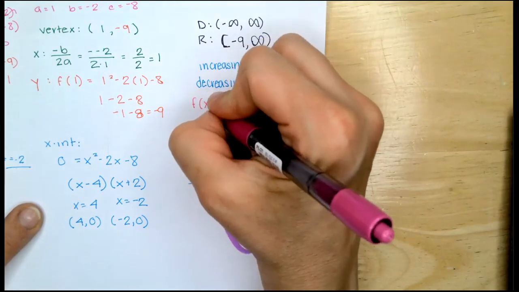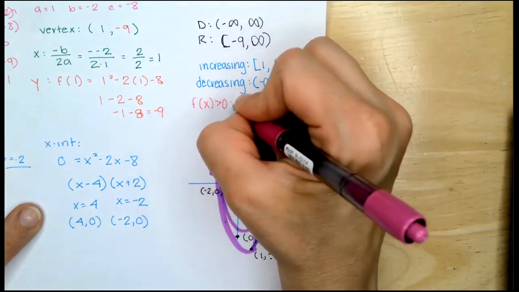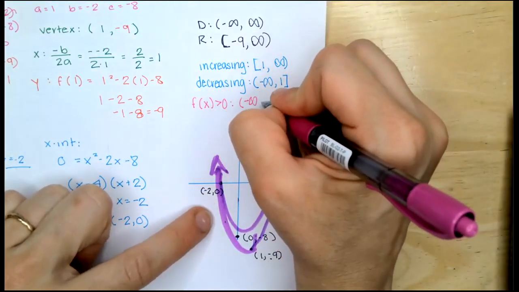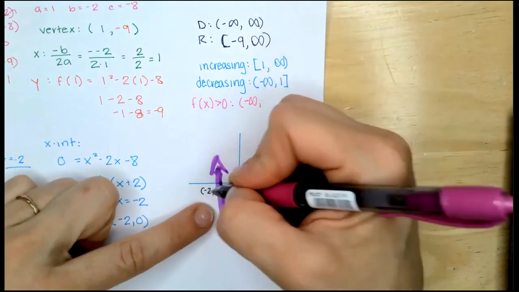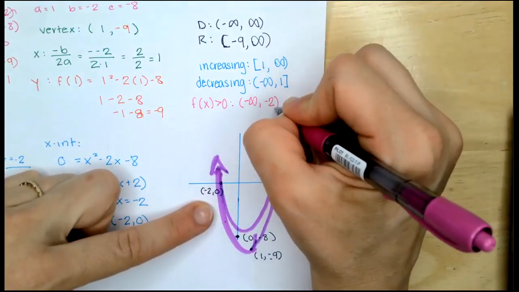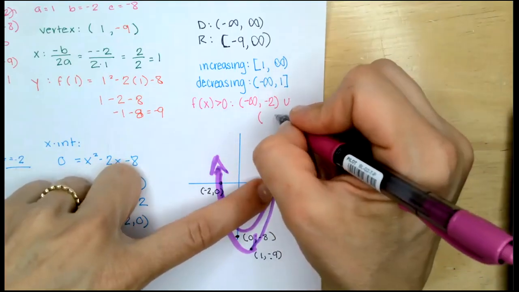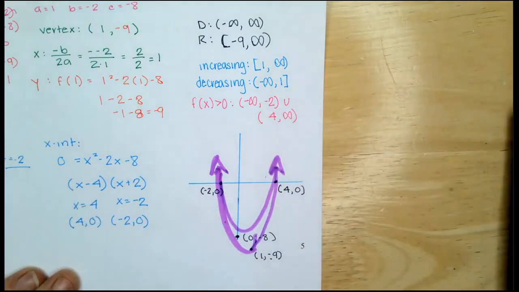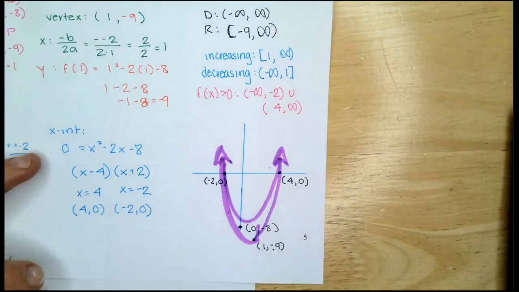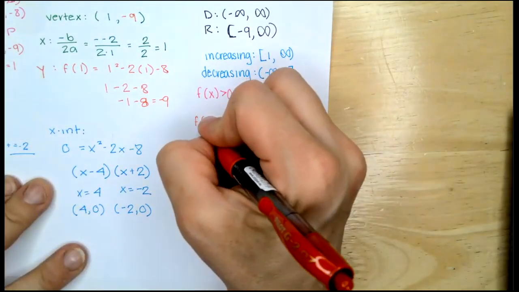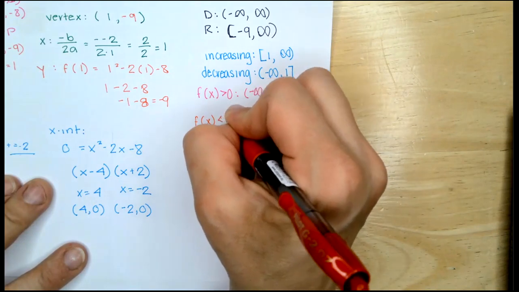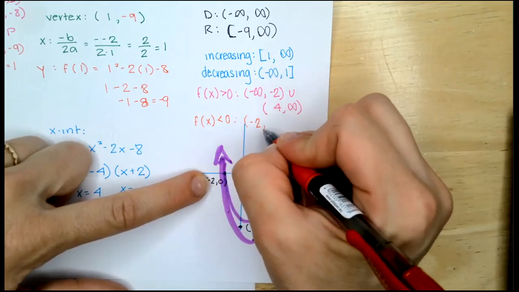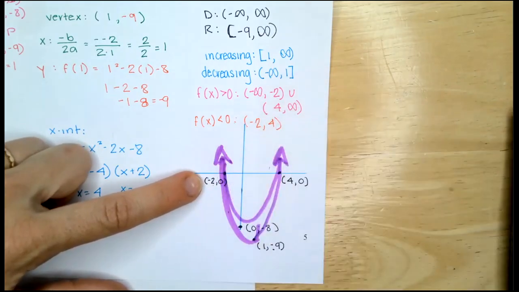Where are we above 0 and where are we below 0? F of x is greater than 0 between negative infinity until negative 2, and then again at 4 until infinity. Not including those, okay? Because those are where it's actually equal to 0. And then f of x is less than 0 from negative 2 to 4. Not including. Good?